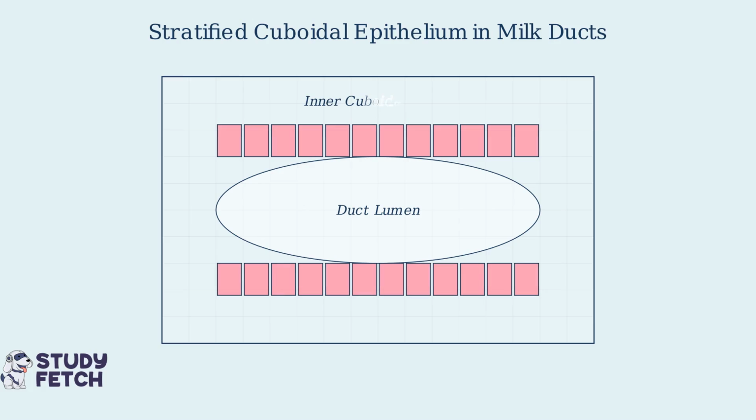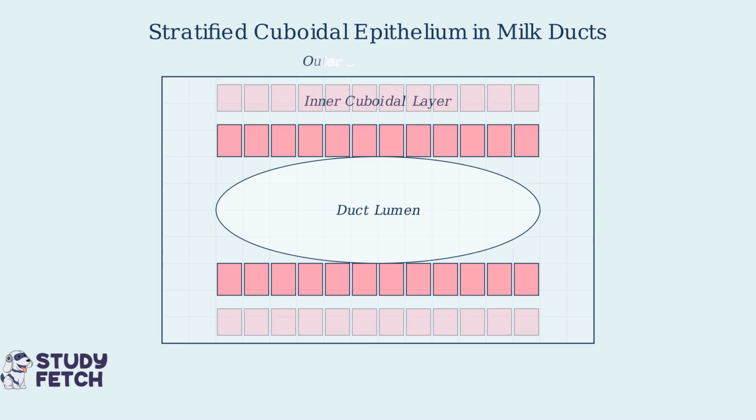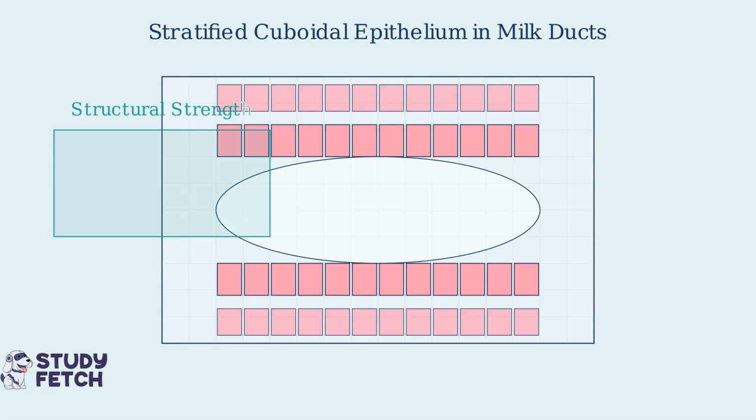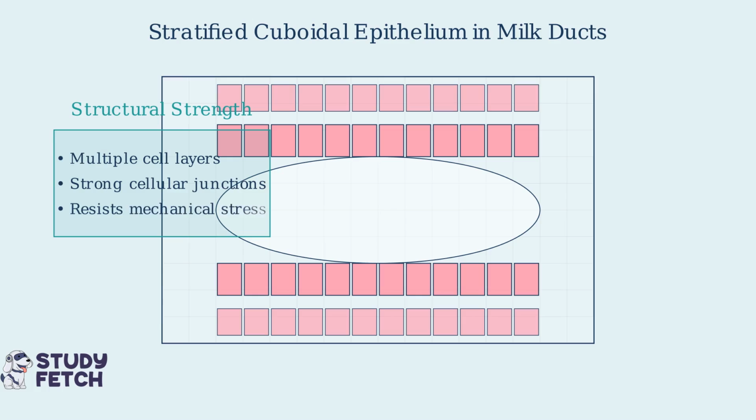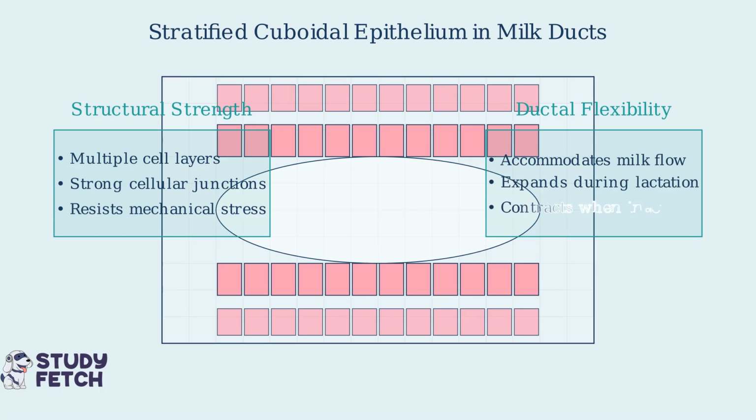This epithelium consists of two or more layers of cube-shaped cells. The inner layer faces the duct lumen. The outer layer provides structural support and allows for tissue growth and regeneration. The stratified structure provides significant strength to the ductal walls. This multi-layered epithelium also offers flexibility, allowing the ducts to expand and contract as milk flows through the system.